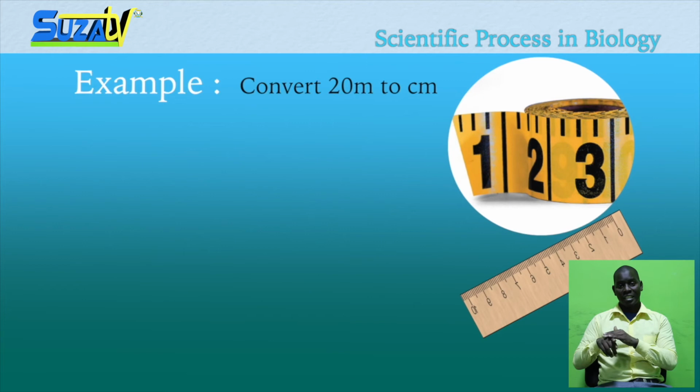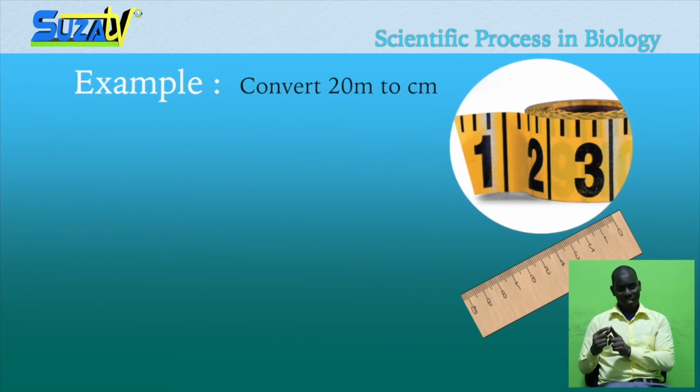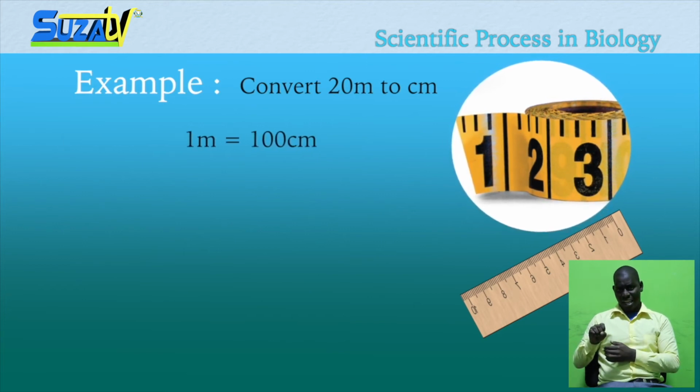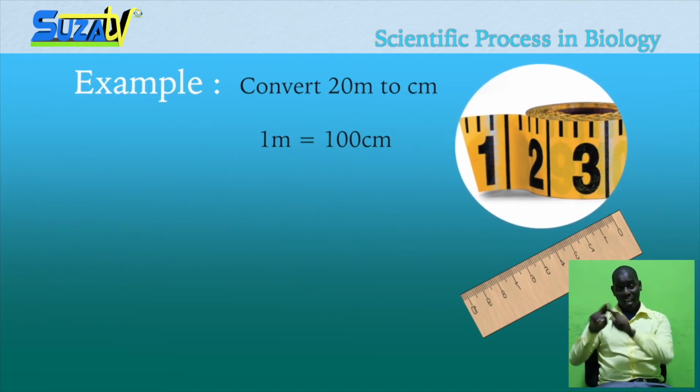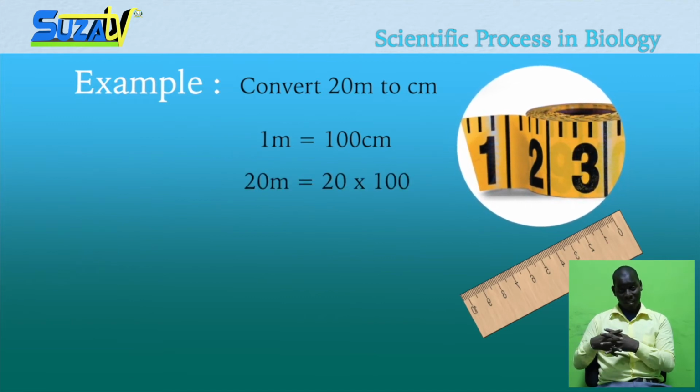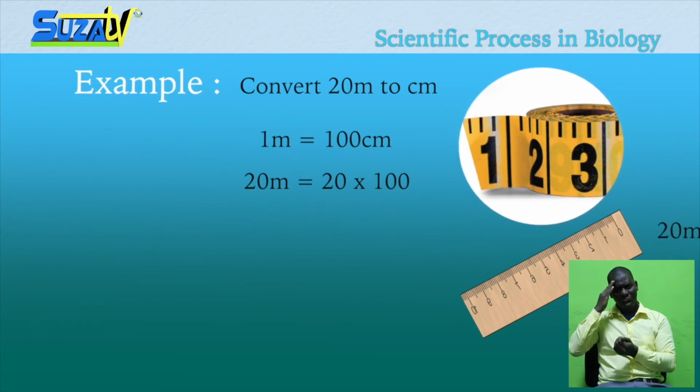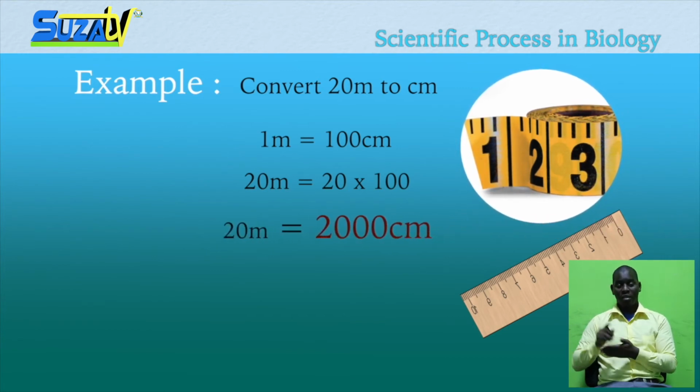Example, convert 20 meters to centimeters. From the equivalence, 1 meter is equal to 100 centimeters. So 20 meters is equal to 20 times 100, equal to 2,000 centimeters.